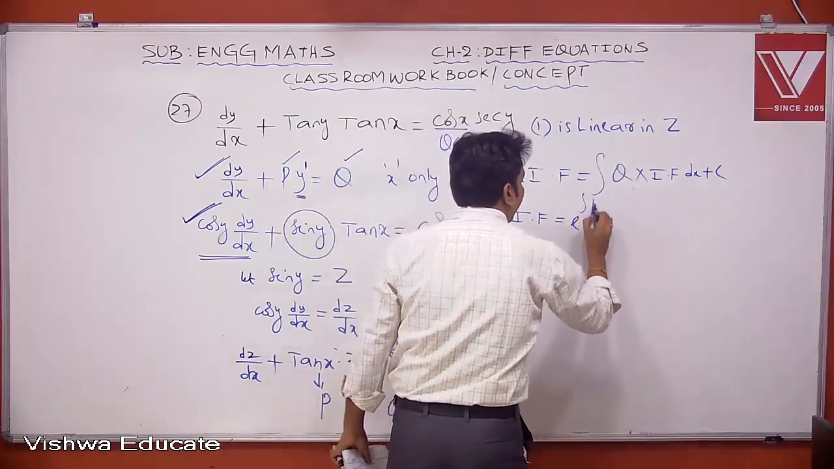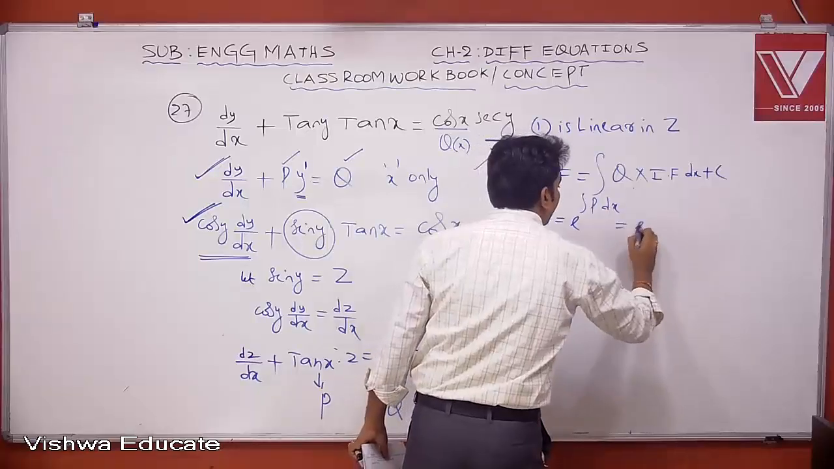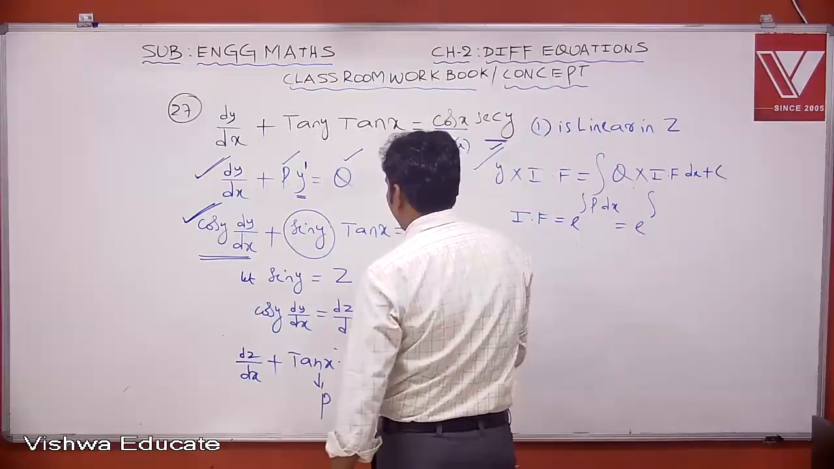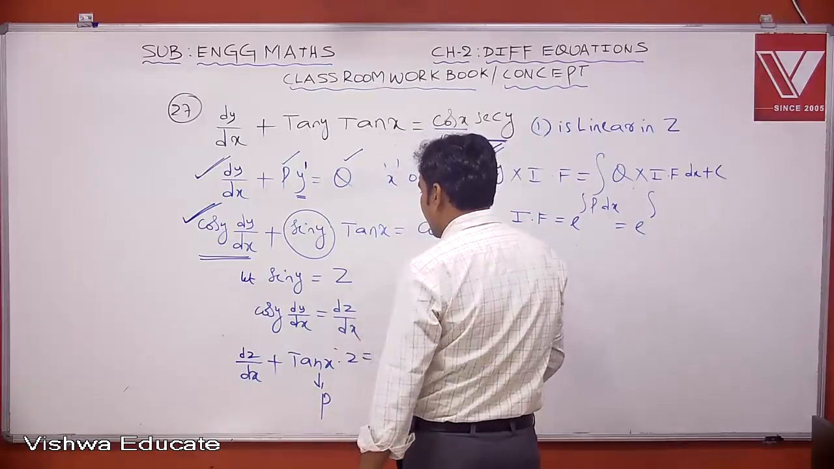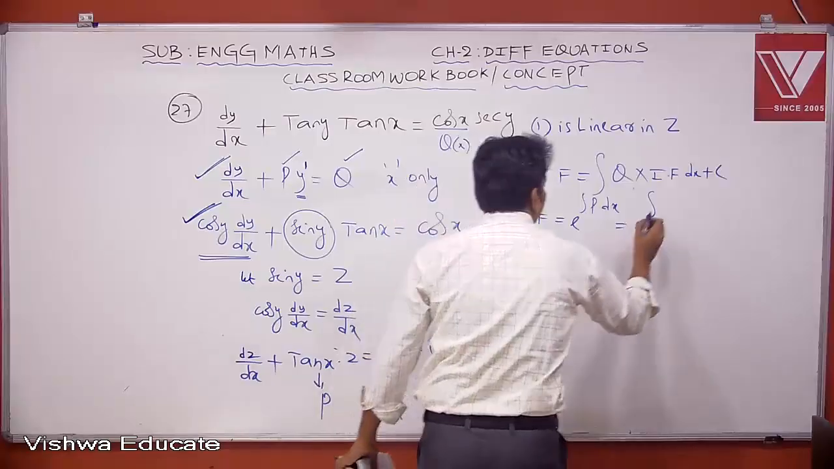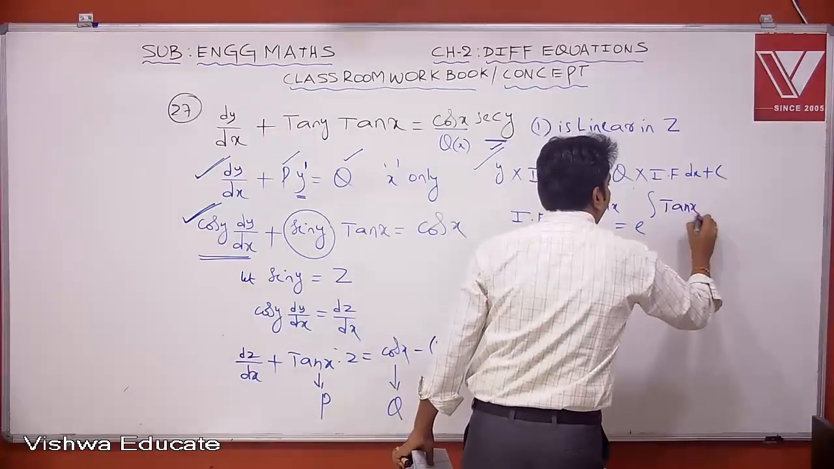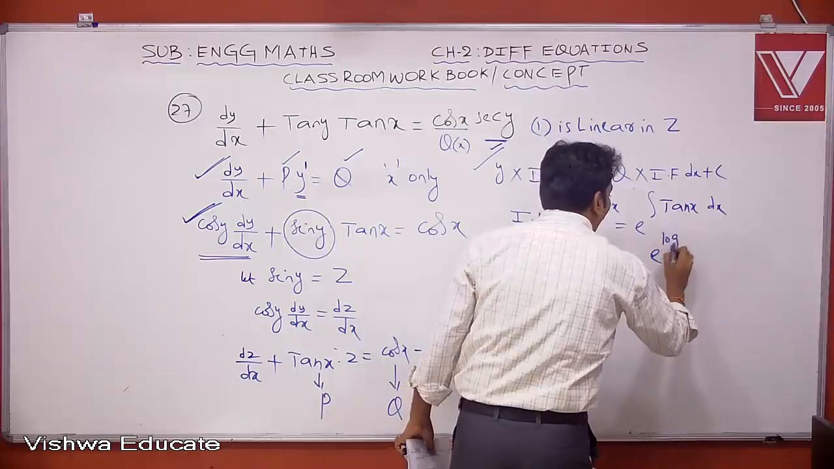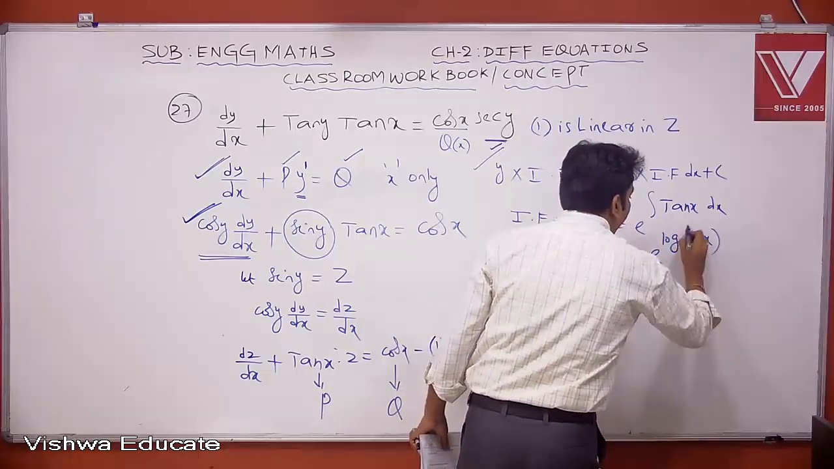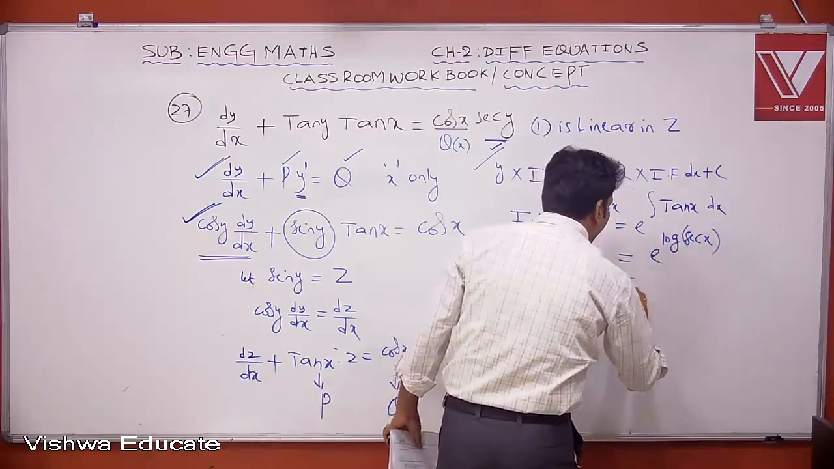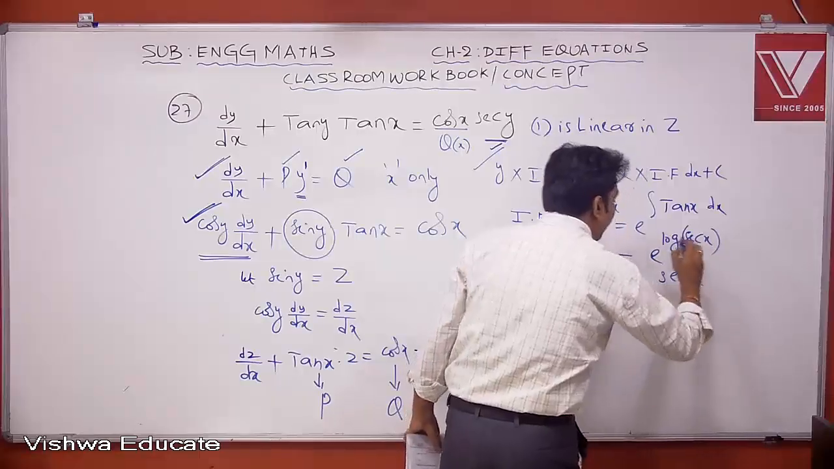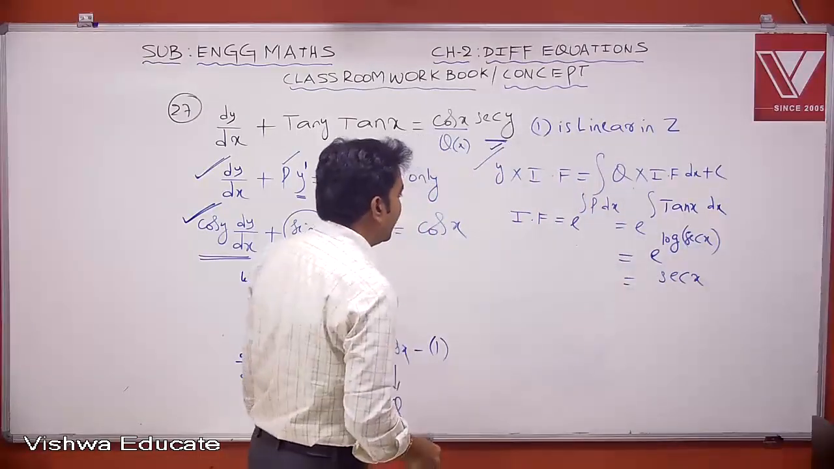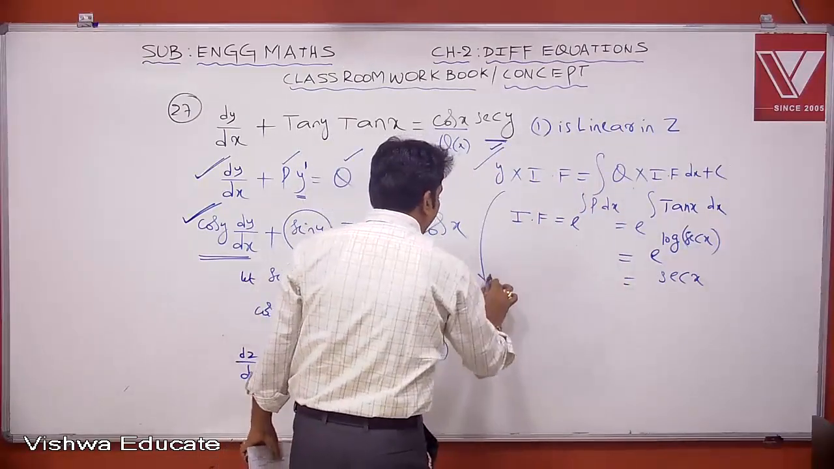This is e power integral p dx. What is p? Here p is nothing but tan x. So e power integral tan x dx. The integral of tan x is log secant x. So this e and log can be cancelled. So this will be secant x. Right? Therefore, let us get back to the general solution.